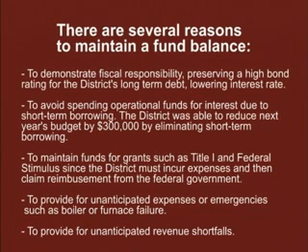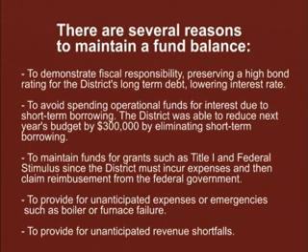Another reason is to avoid spending operational funds for interest on short-term loans. The district was able to reduce next year's budget by $300,000 by no longer having to budget for this expense. Another reason is to front cash for grants such as Title I and federal stimulus funds, where the district must pay for the expense and then claim the money from the government.